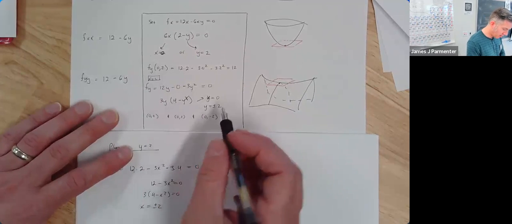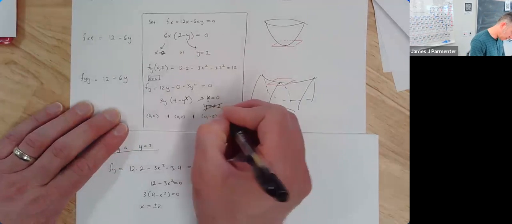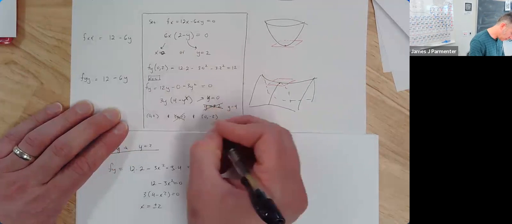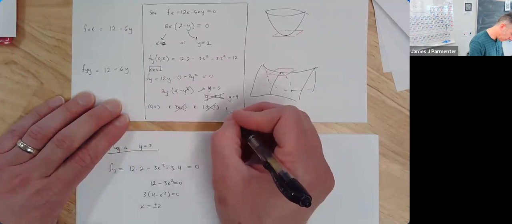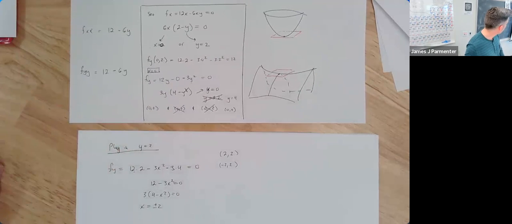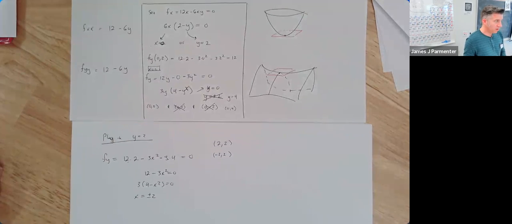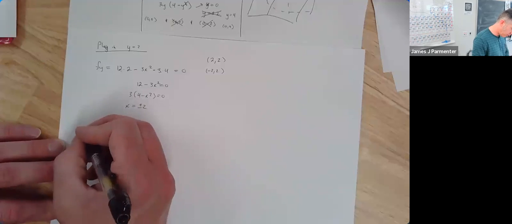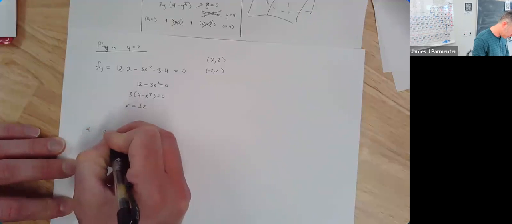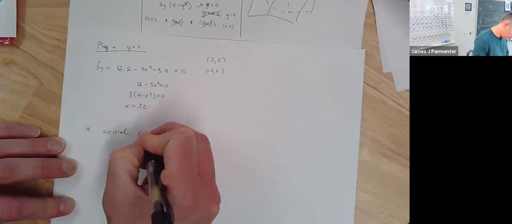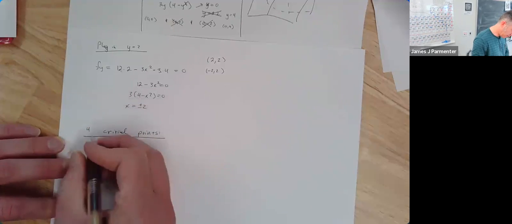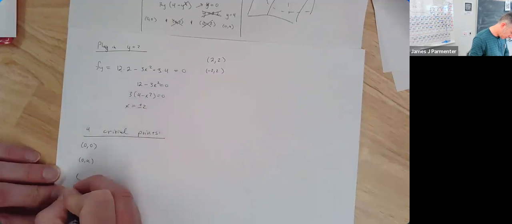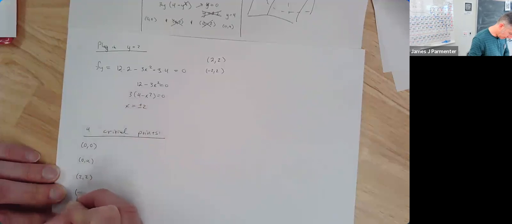So here we really don't get y equal to plus or minus 2. We actually get y just equal to 0 or y equal to 4. So neither of those should be critical points, but 0, 4. Okay, so just want to point out we have 4 critical points. We have (0, 0), (0, 4), (2, 2), and (-2, 2).